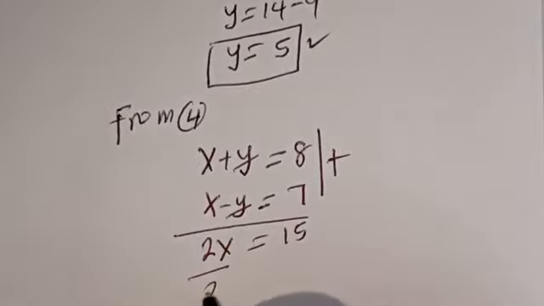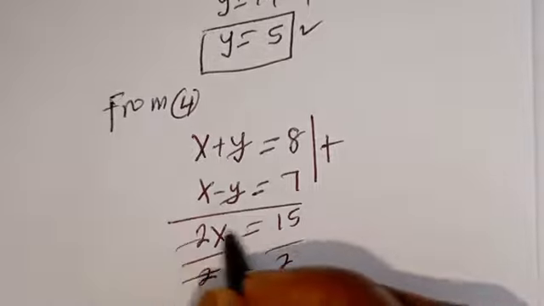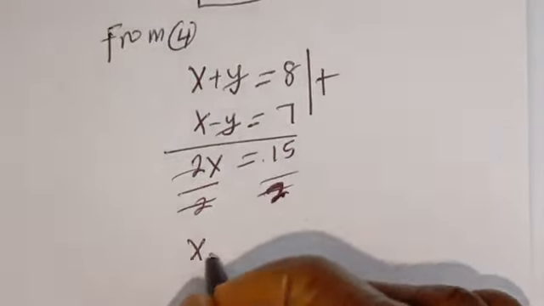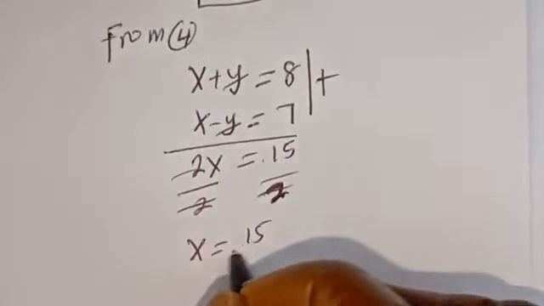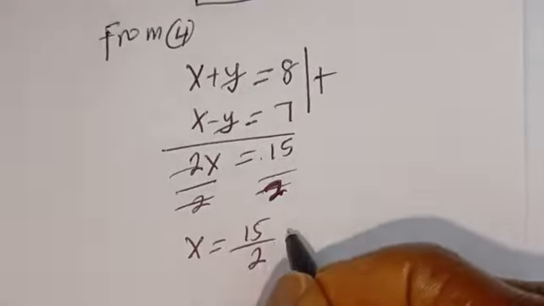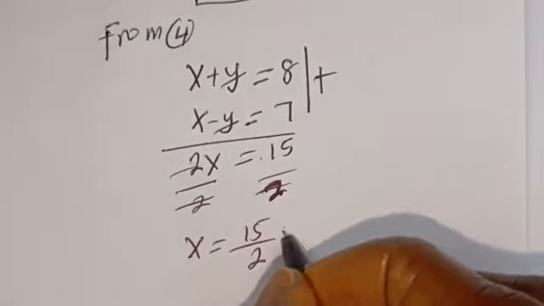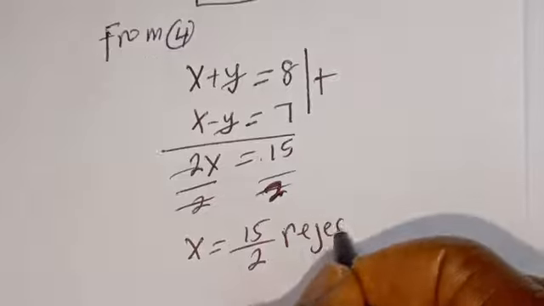Let's divide both sides by 2. Divided by 2, this will cancel this. This x is equal to 15 divided by 2. And of course, this is not a natural number and it is rejected.